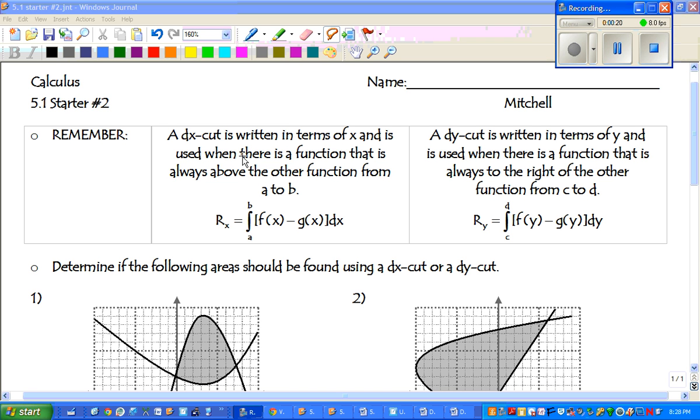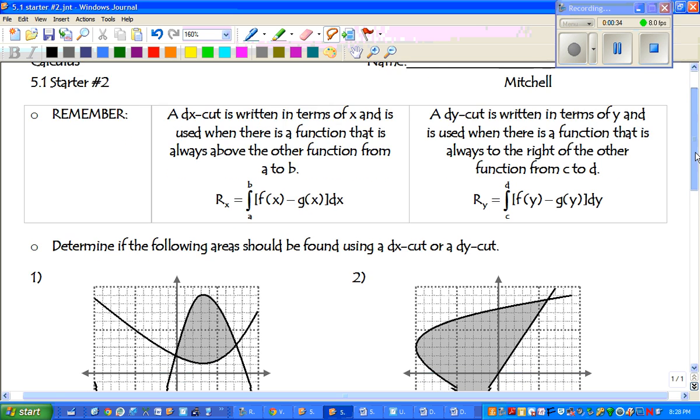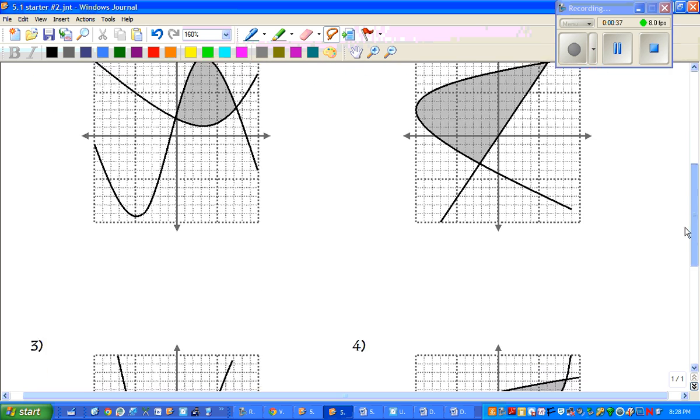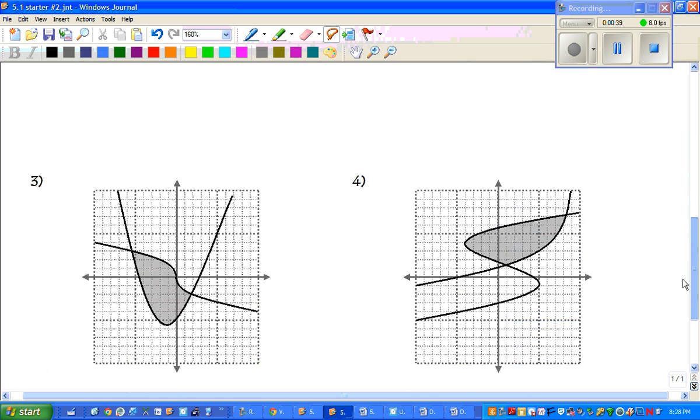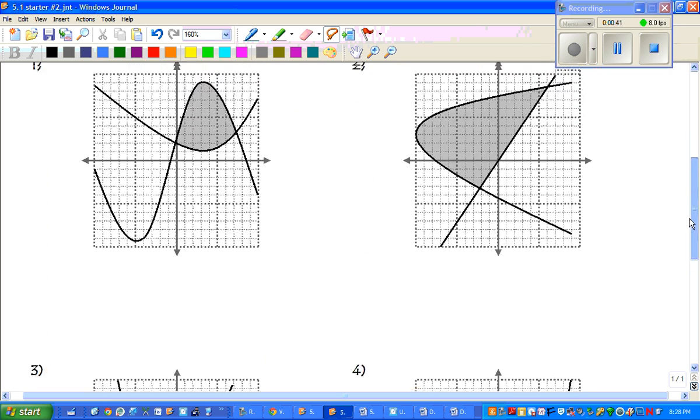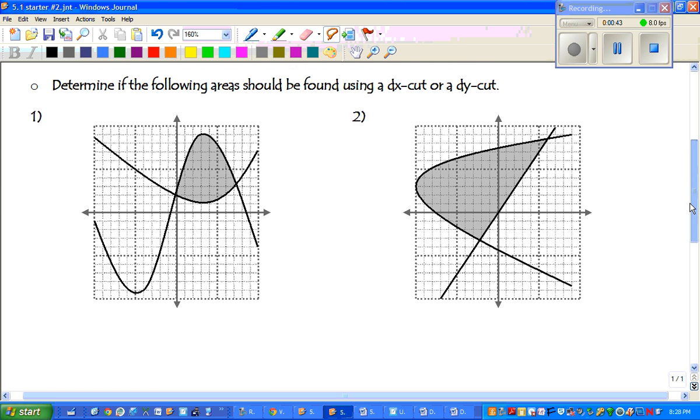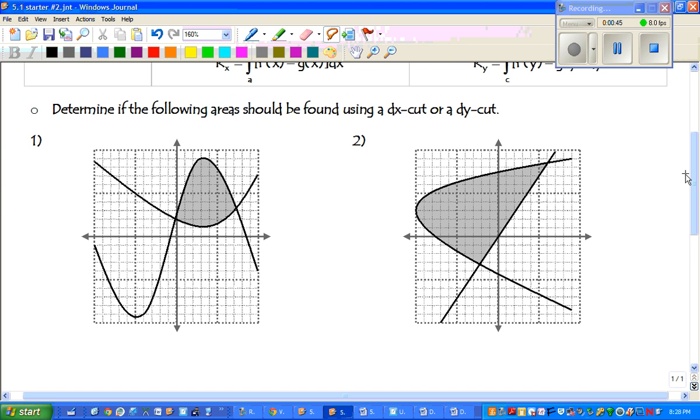You don't have to set anything up here, but this happens when there's one function that's above the other one the whole time. And a dy cut happens when there's one function that's to the right of the other one the whole time. So take a look at these four graphs and determine what you think it should be, a dx cut or a dy cut. Then you can talk and check with your partners, and we'll go over the answers in about a minute.